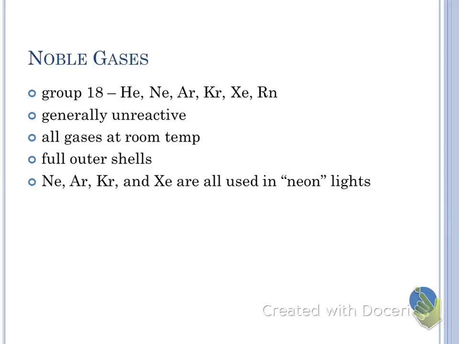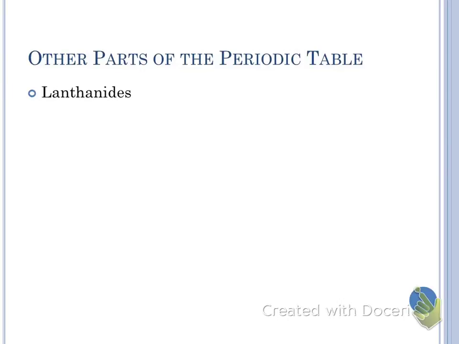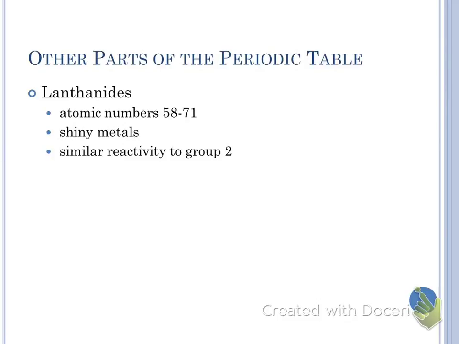All right, the last 2 parts of the periodic table we're going to talk about are called the lanthanides and the actinides. The lanthanides and the actinides are the 2 bottom rows that are pulled out and sit at the bottom of your periodic table. So the lanthanides are atomic numbers 58 through 71. They are shiny metals, and they behave similarly to group 2. Okay, so similarly to the alkaline earth metals.